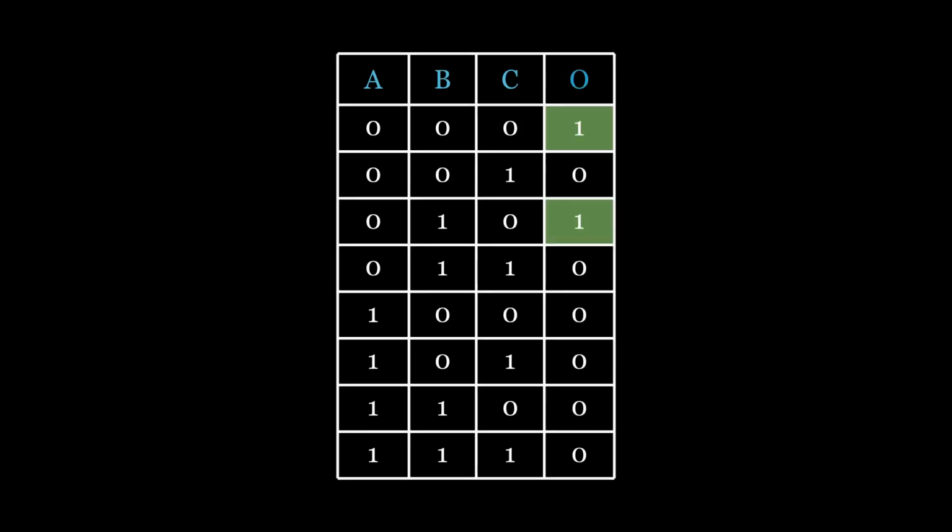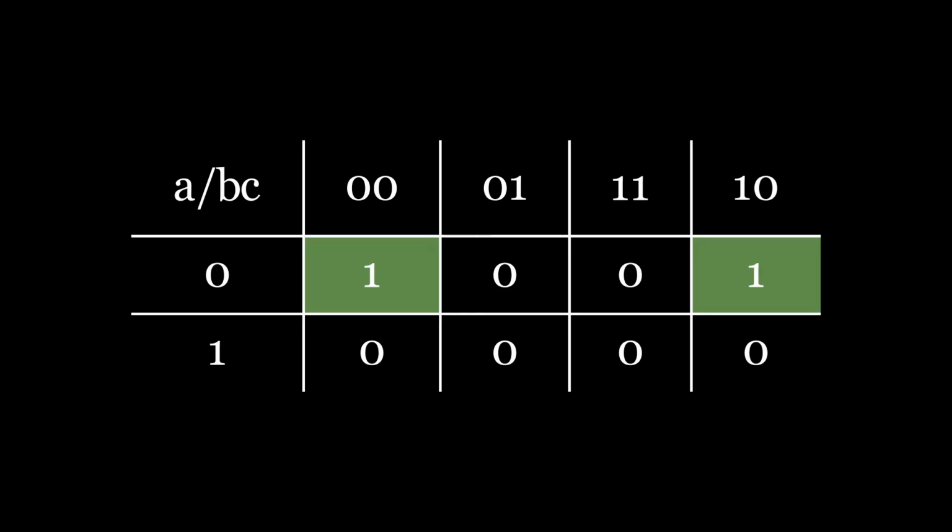For example, look at this truth table. There are 3 inputs, A, B and C, and the output will be 1 if the input is 000 or 010. For all other cases, the output will be 0. And we need more logic gates to create this function. Let's draw it in the Karnaugh map.